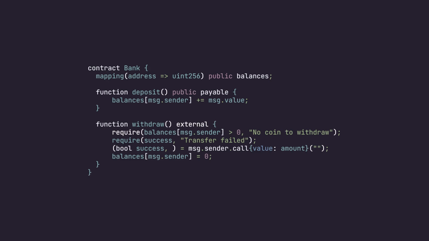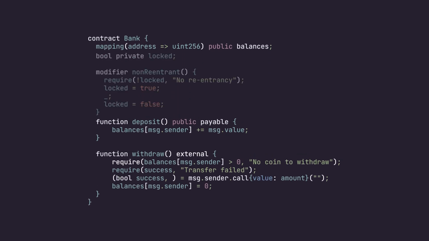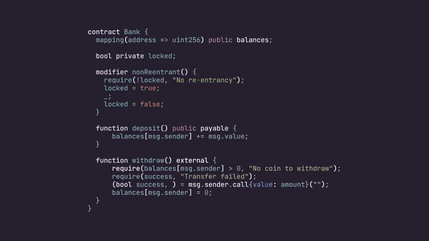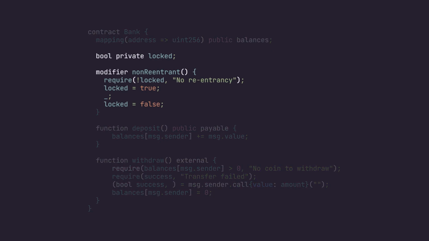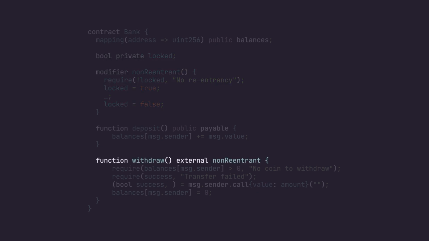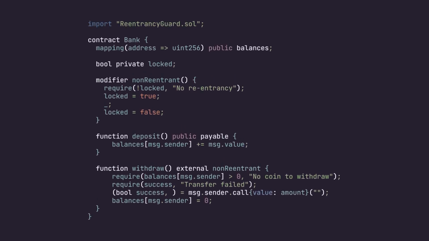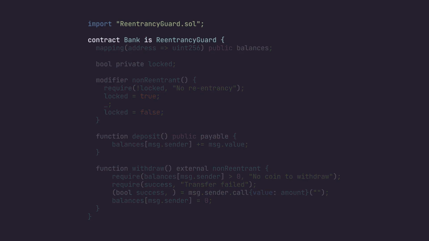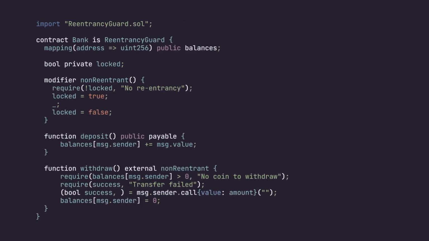Another way is to create a modifier to prevent a function from being called twice in the same transaction. It contains a lock that is set to true when you call the function. That lock is unlocked at the end of the call. This way, you cannot call this function twice without exiting it first. Just add the modifier to the function you want to protect. You can also use an already built-in function for non-reentrancy that does exactly that.